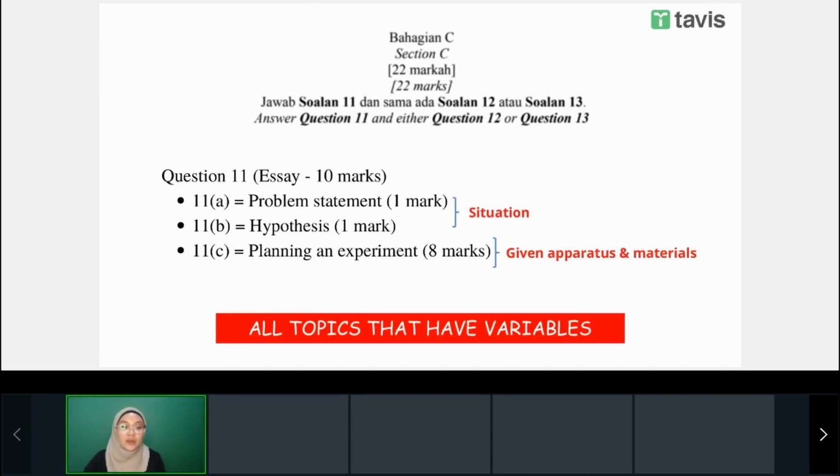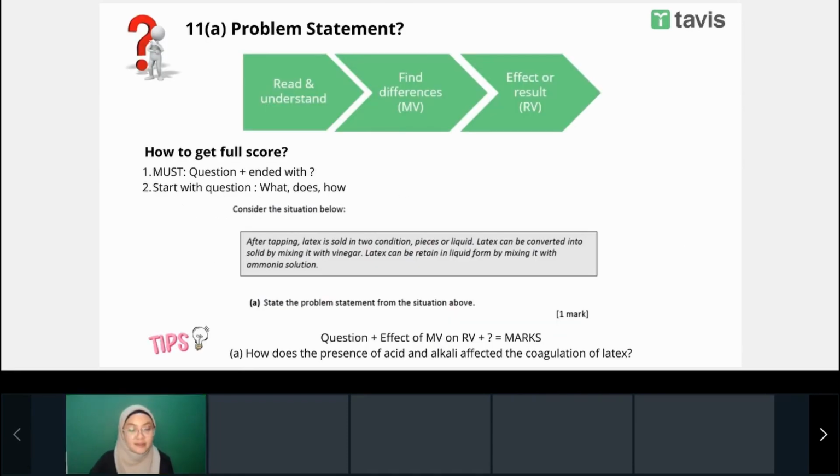Okay, so let's move to the next question. Question 11 comprises 10 marks. The first question usually is a problem statement question, followed by the hypothesis, and next is the experiment. You have to do the experiment.